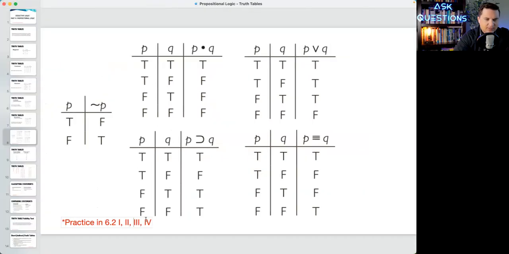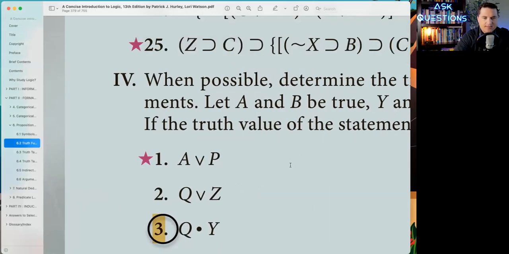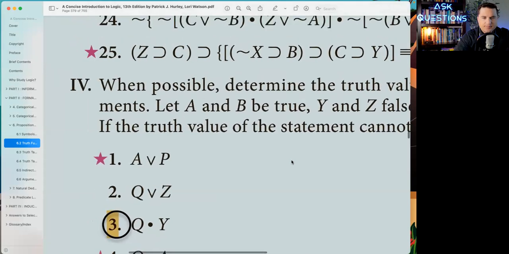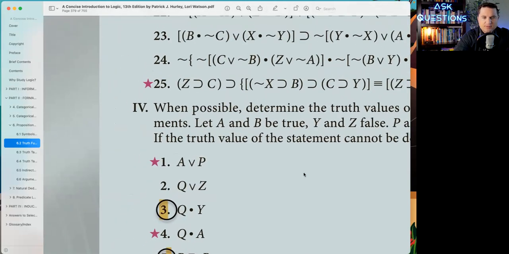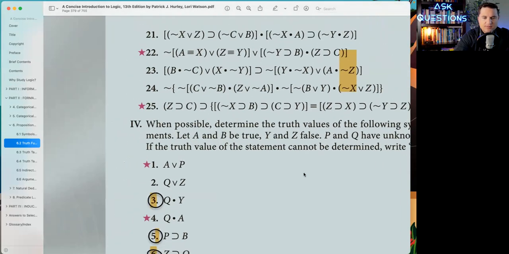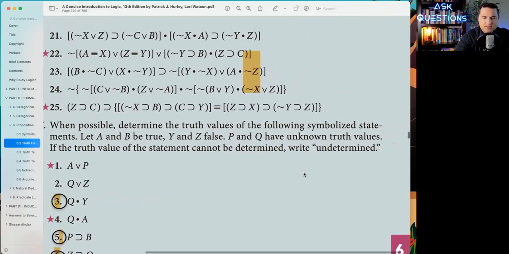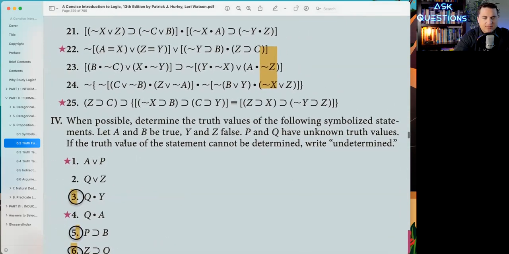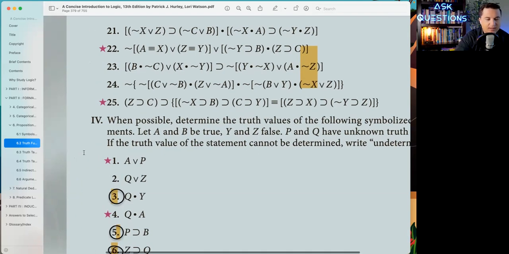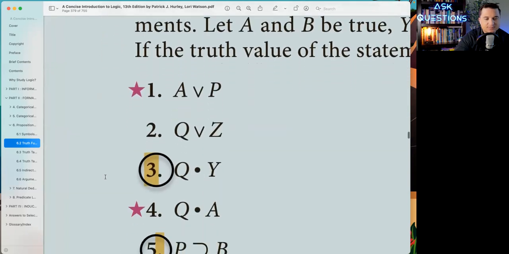Let's see. Do we want to do 4 here? Yeah. When possible, determine the truth values of the following symbolized statements. Let A be true and B be true, Y and Z be false. Now, see, in this one, we're practicing with question marks. P and Q have unknown truth values. If you can't determine the truth value, write undetermined. Okay, yeah. This will be good too.